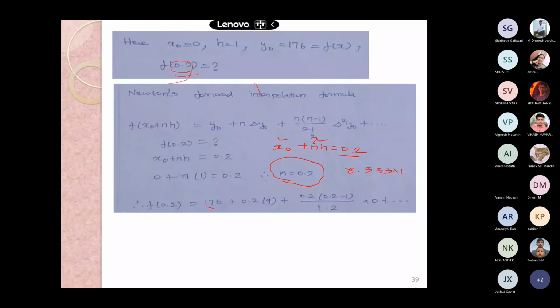8.333 into 10 power minus 3. Then what is the value of 1 divided by 6 factorial? 1.388 into 10 power minus 3. This is very negligible, so don't worry about these particular terms. Now concern about the known and the larger terms.